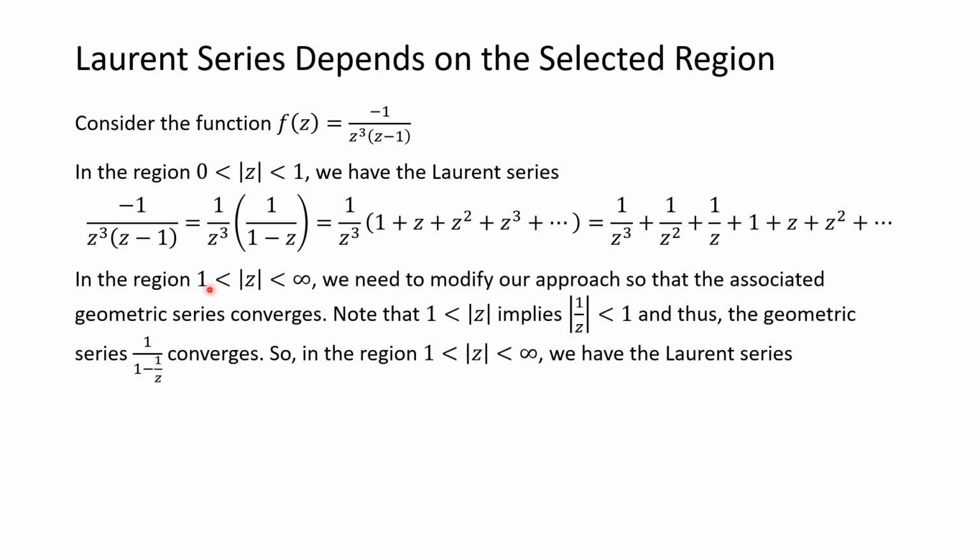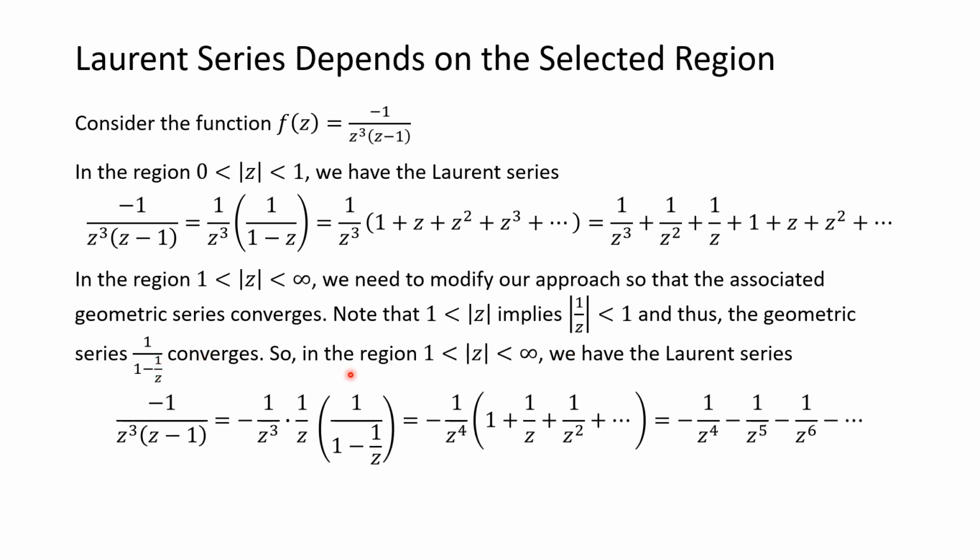Then the other region would be when the modulus of z is greater than 1, and bounded less than infinity. And we have the problem that this is no longer convergent when the modulus of z is greater than 1. But we make note here that if the modulus of z is greater than 1, then the modulus of 1 over z is less than 1. And so the geometric series associated with this expression, 1 over 1 minus 1 over z, does converge.